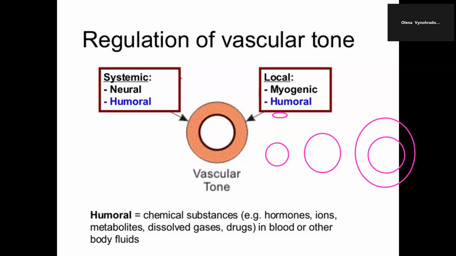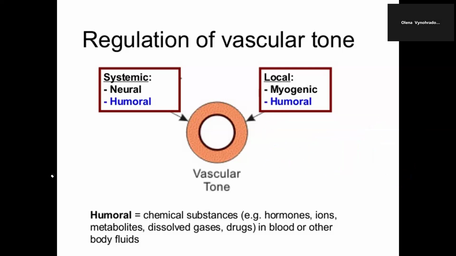Endothelial cells are able to release more than 20 different substances which can influence the vessel's tone. These are different substances like endothelin, thromboxane, prostacyclin, and others which can change the tone of vessels. But this is for local regulation, not for the central one.